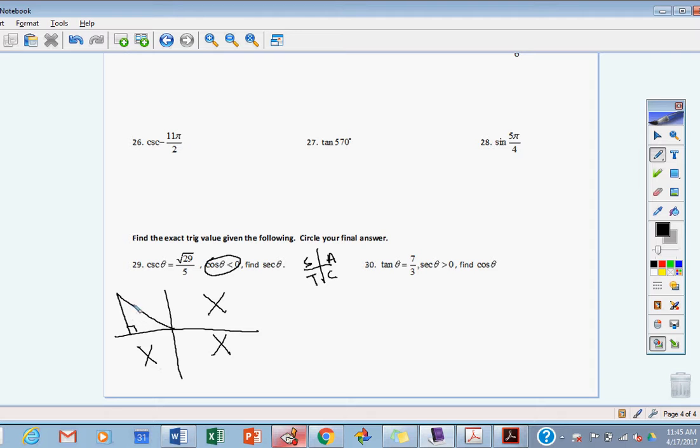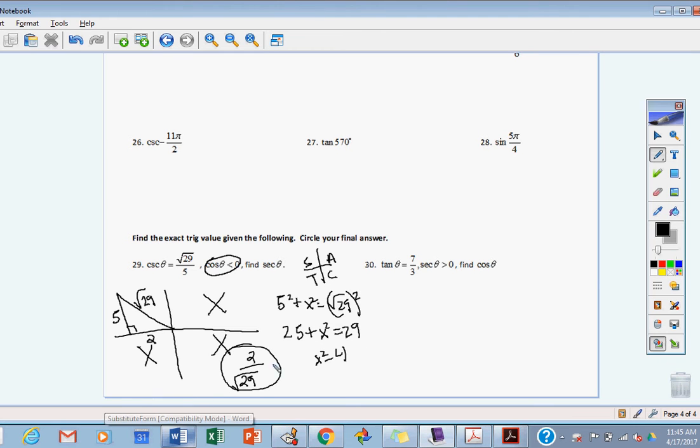So that means the hypotenuse is root 29 based on our ratio, and the opposite leg is 5. And then we've got to figure out what this is right here. Okay, well that would be 5 squared plus x squared equals root 29 squared. So we've got 25 plus x squared equals 29. x squared equals 4, so x is going to be 2. All right, so then all they said was find secant theta. So I just do my ratio, and I have 2 over root 29. That's a good enough answer. You don't need to rationalize it for me.